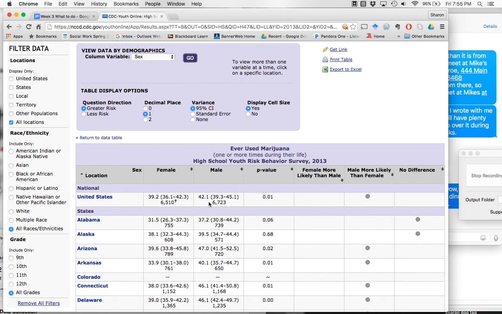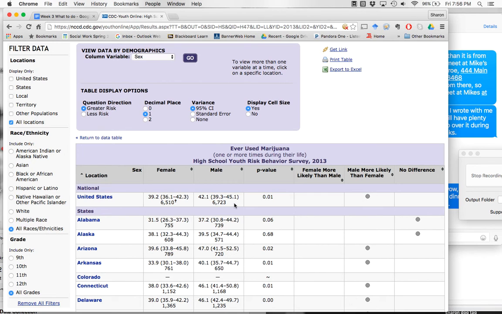We can see that there's a difference between male and female use of marijuana, but what we want to know is whether that difference is actually statistically significant. That's where we have the p-value. If the p-value is less than 0.05, then it is statistically significant. You can see here that males are more likely than females in the United States to have smoked marijuana ever in their lifetime. So we see the difference, and now we know that this difference is significant.